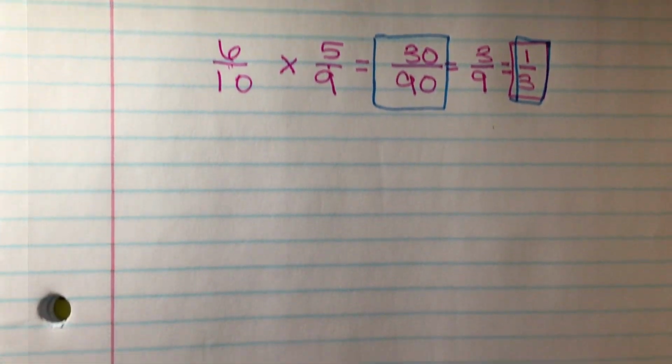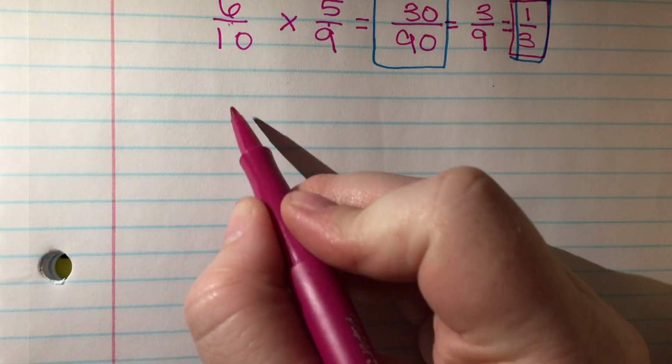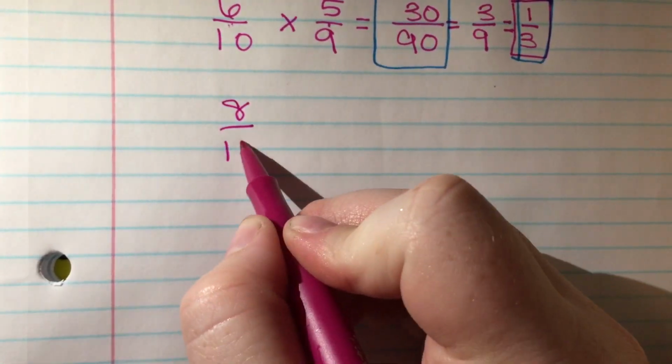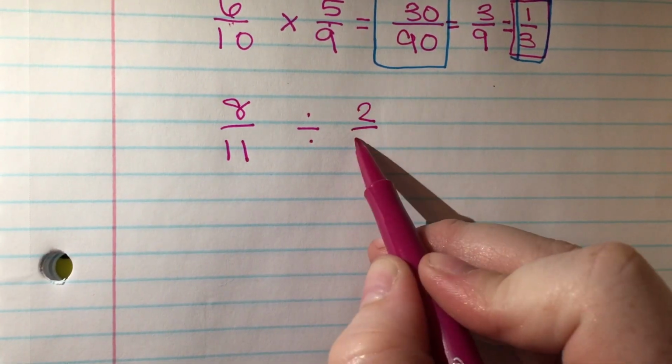So let's move on to dividing. Our equation is going to be 8 over 11 divided by 2 over 3.